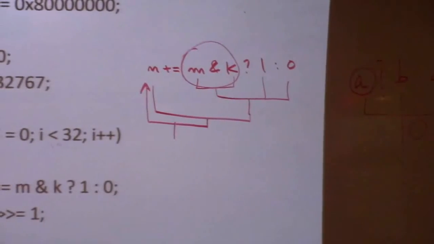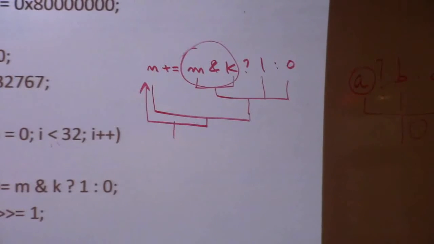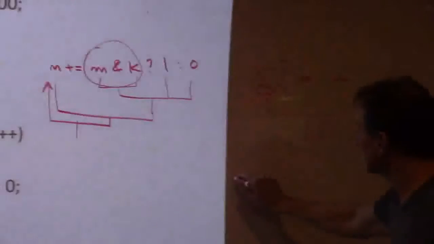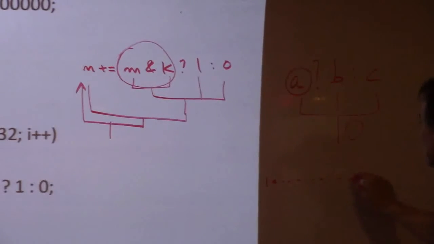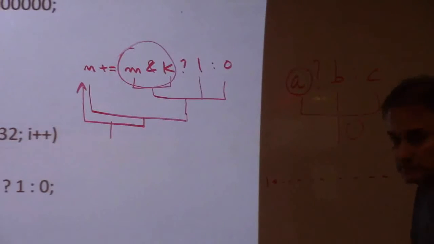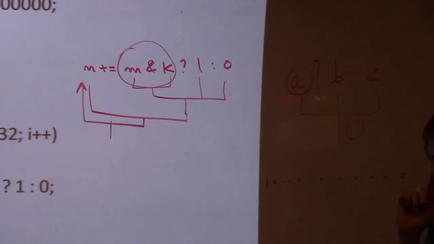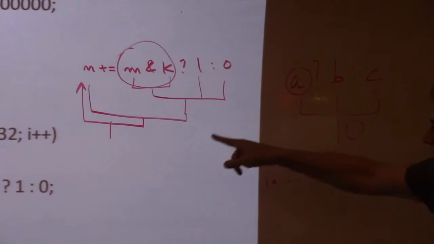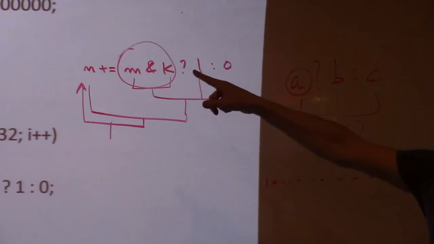Now, what's the value of m? You know what m looks like, right? 1 followed by how many zeros? 1 followed by 31 zeros. So that's what m is, right? How do I know that? Because it's right there on the board. And I pay attention.